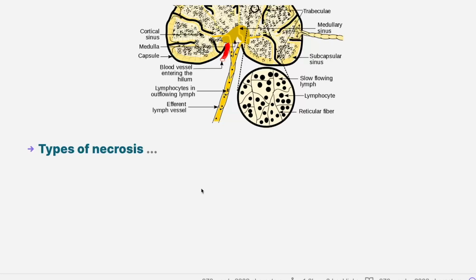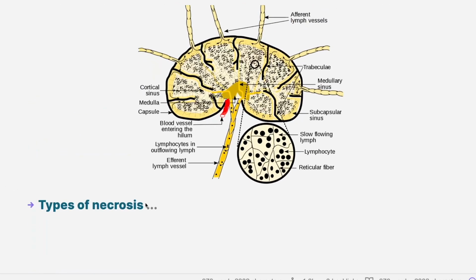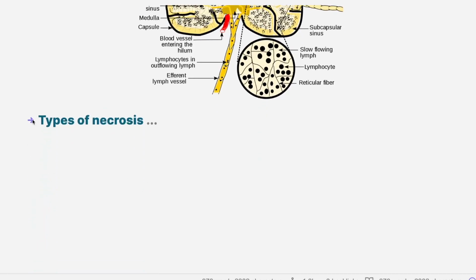And gangrenous necrosis could be dry gangrene and also wet gangrene. Wet gangrene happens due to secondary infection over dry gangrene. There is also caseous necrosis, which usually happens in TB. And fibrinoid necrosis, which can happen in a case of malignant hypertension in the wall of the blood vessel.